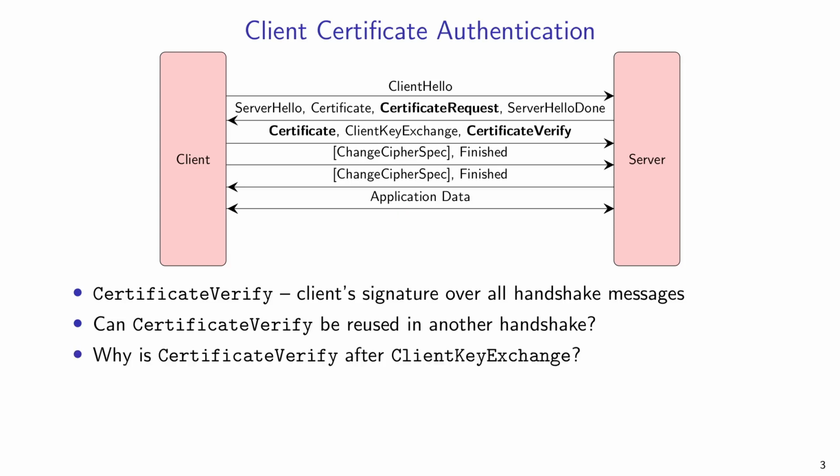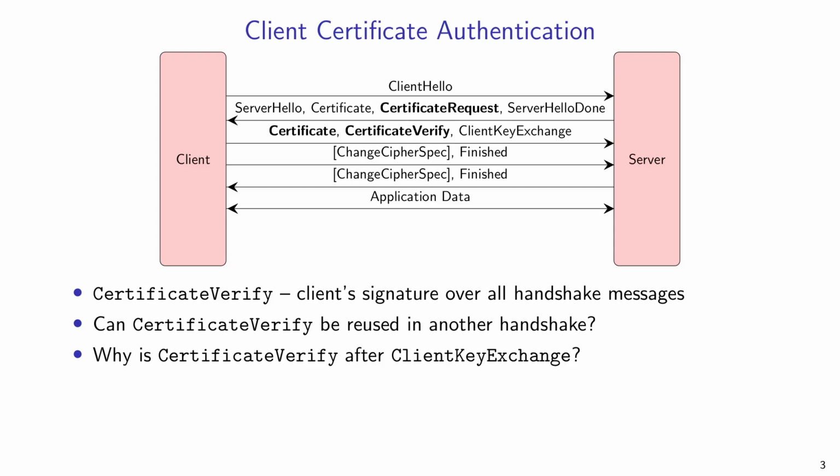Another question to you. Do you see why the certificate verify message is after the client key exchange message? What if we move the certificate verify message before the client key exchange message? Like this. Now the client key exchange message is sent after the certificate verify message. Can you see the attack which is now possible? Well, by moving the client key exchange message to the end, we will exclude it from the signature contained here, right? But is this a problem? Does the client have to bind their proof of identity to the encrypted pre-master secret?